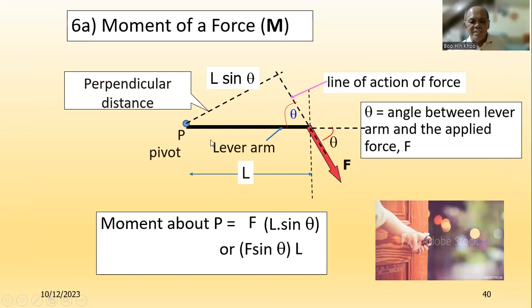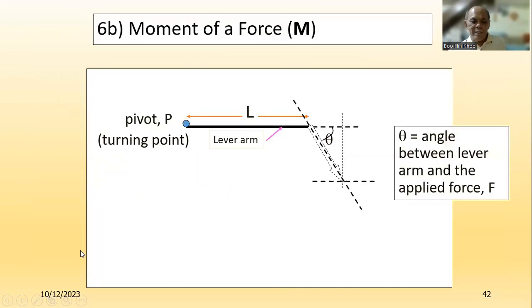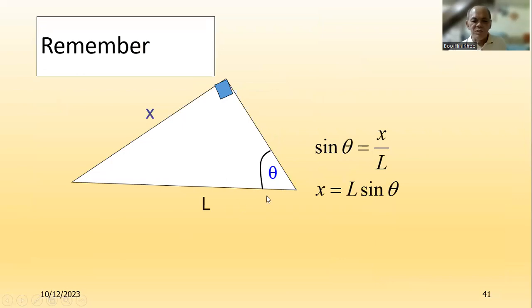We can take it as this L times the component of the force perpendicular to the lever arm. That's what this is saying. That's the length of the lever arm. That's the vertical component, the component of that force in the y direction, perpendicular to the lever arm. It's just to illustrate how we got our L sine theta for that perpendicular distance.